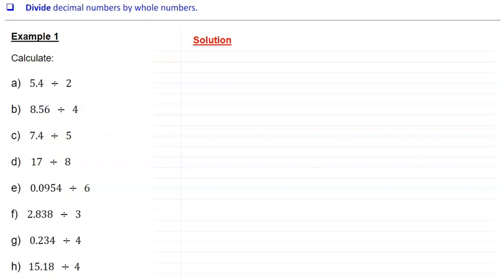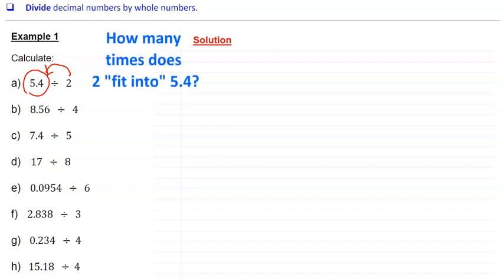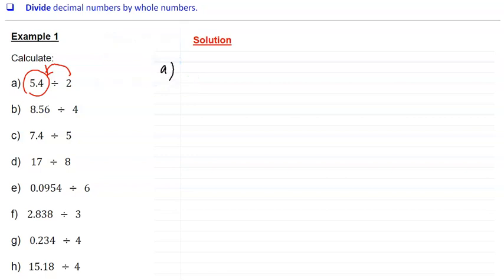In this video, we'll learn how to conduct simple division operations involving decimal numbers. When we look at a decimal number and a whole number, the question we're solving is how many times will 2 fit into 5.4. If we use estimation, we can say that 2 will fit into 5.4 a little more than twice. Let's calculate it using short division.